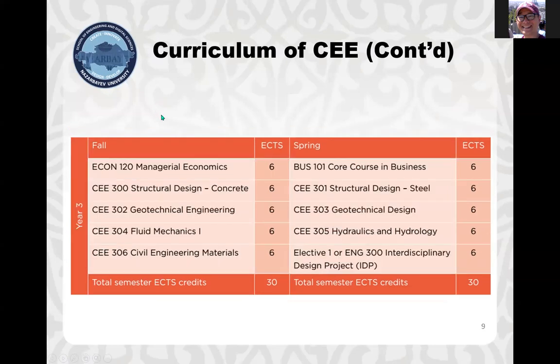In year three, students most likely focus on our six different streams. You can learn managerial economics and structural design, which is related to structural engineering, and geotechnical engineering. You also learn fluid mechanics related to water resources, and civil engineering materials related to structures. Also you can see structural design in steel, structural design in concrete, and geotechnical design. So it is a more in-depth study in civil and environmental oriented coursework.